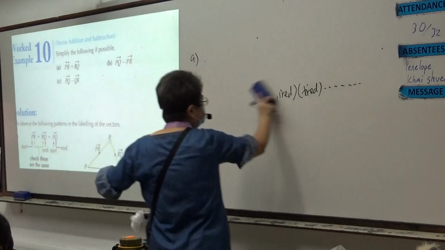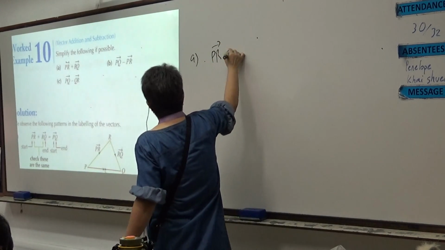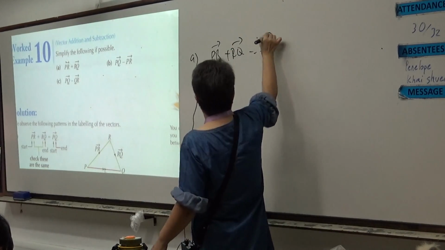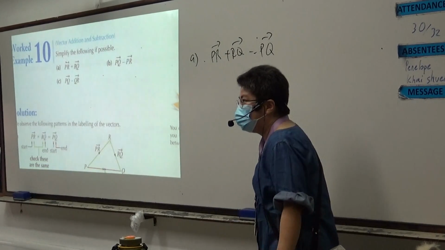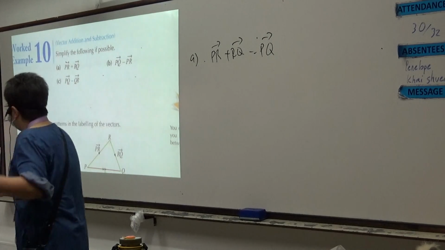Come. Both prepare, yeah? PR plus RQ. No need to see also know it is PQ, right? Because the intermediate point is the same. Correct? Don't say, wow, no diagram, I cannot do that kind of thing. Okay? Alright, next one.